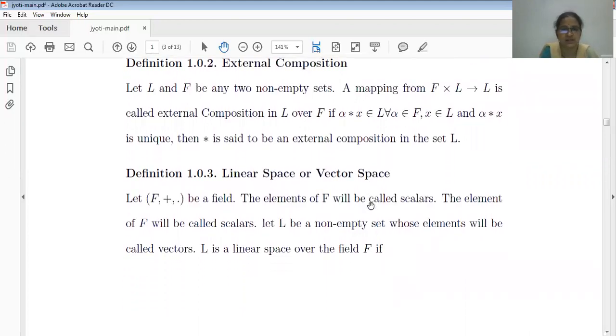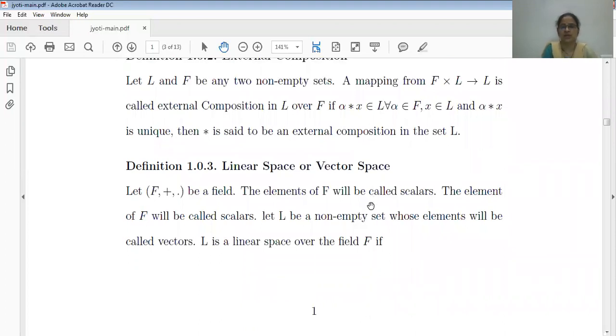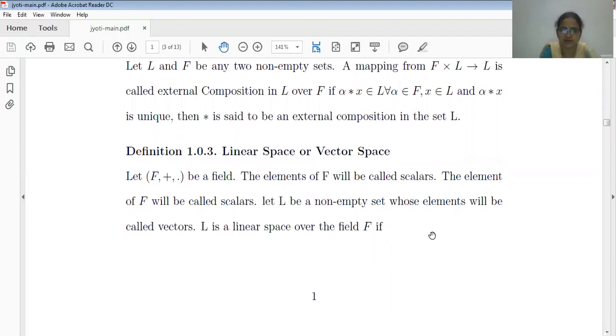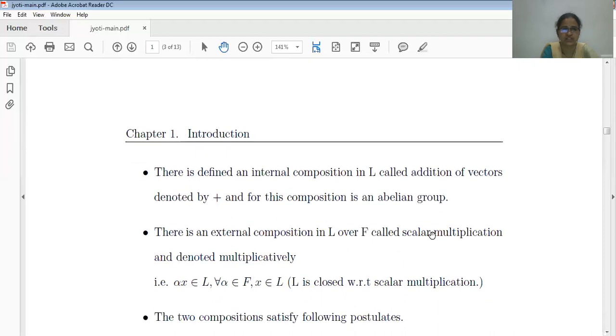Try to understand the definition of a linear space or a vector space. Here we consider F, with the two compositions addition and scalar multiplication, to be a field. The elements of F are called scalars. L is a non-empty set whose elements will be called vectors. Then L is said to be a linear space over the field F if it satisfies the following conditions. The first condition is, there is defined an internal composition in L called addition of vectors denoted by the plus symbol, and for this composition L is an abelian group.